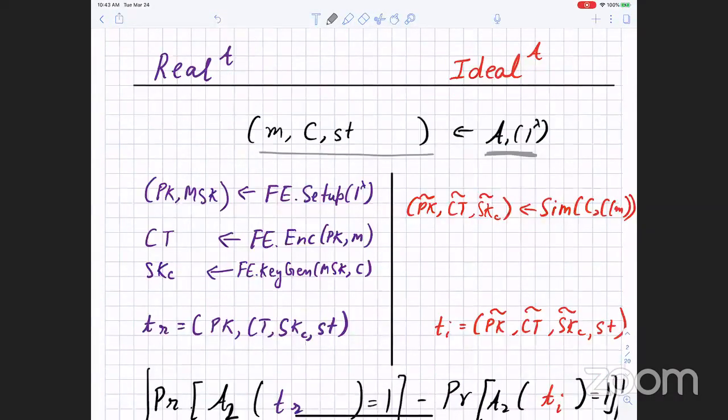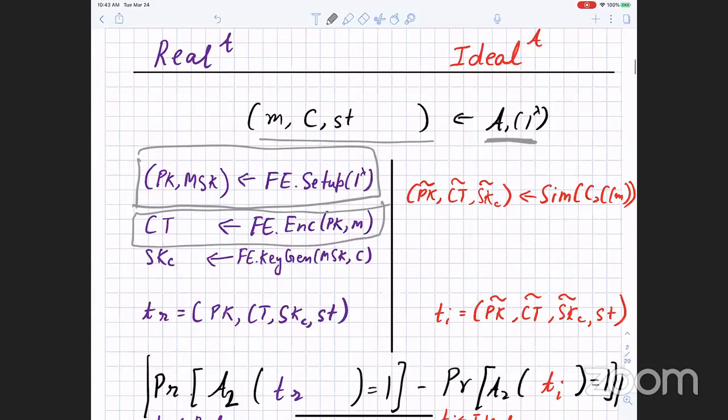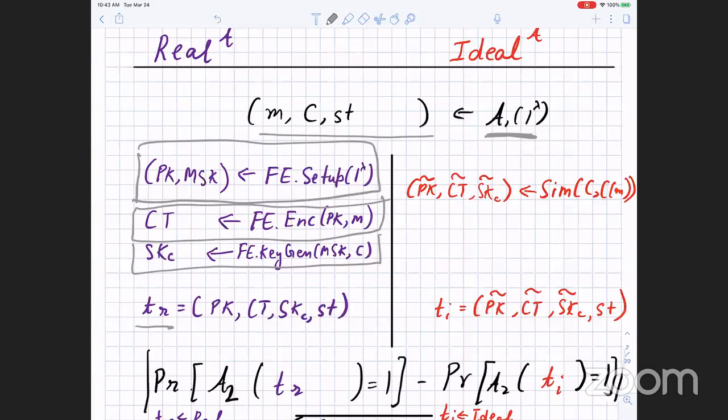Then in the real distribution, you run the setup of FE honestly to generate a key pair. Then using the public key, you encrypt the message M honestly and compute the ciphertext. Then using the master secret key, you compute the secret key for the function C honestly. And then you give to the adversary the tuple R, which consists of the public key, the ciphertext, the secret key for the circuit C, and the state that A1 computed. In the simulation world, however, we don't do any of it. We just run the simulator algorithm of the FE scheme, which exists by definition. The simulator takes as input just the circuit C and C of M, the function value. And it computes a bunch of fake public keys, fake ciphertext, and fake secret key for circuit C, and then gives to the adversary this tuple I, which consists of these fake keys, ciphertext, and the state.